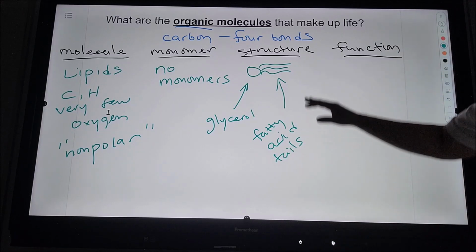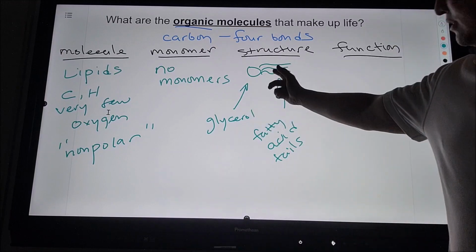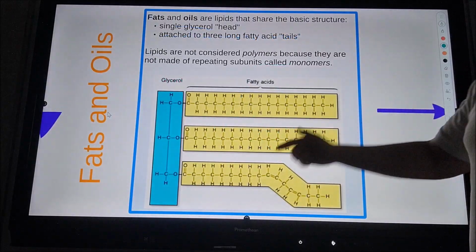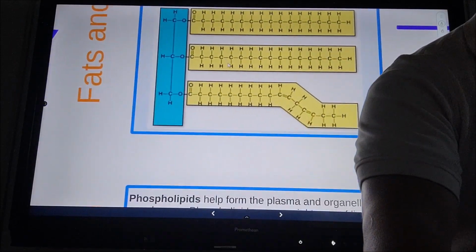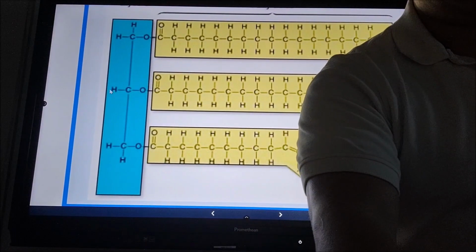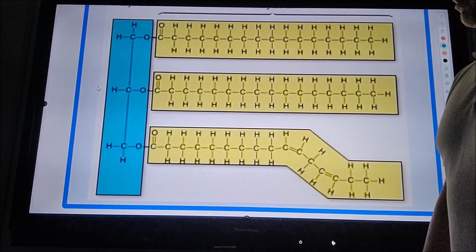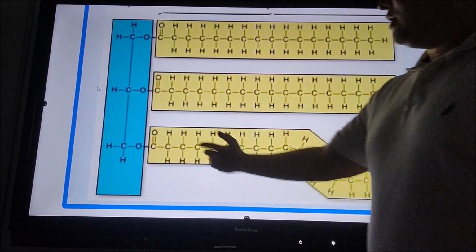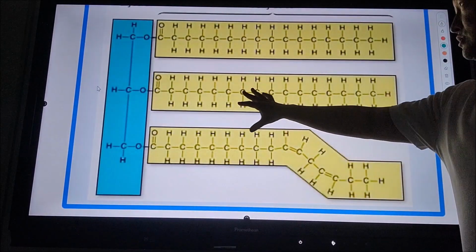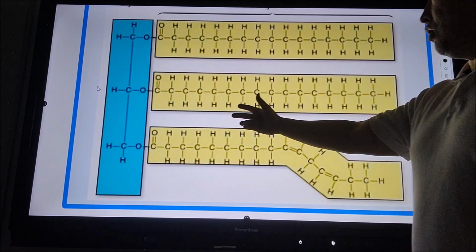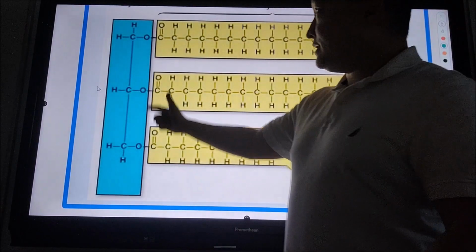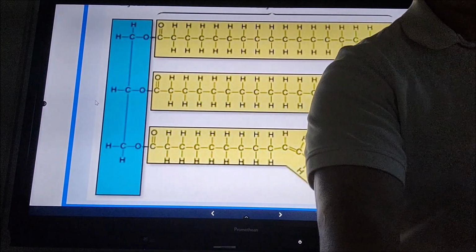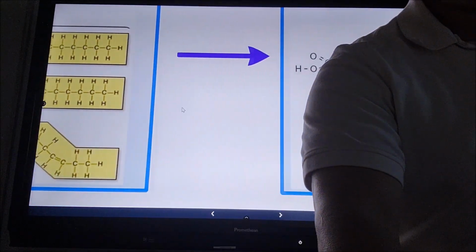All right, so just to connect this drawing with a more technical drawing. Even this is a simplified drawing, but when we draw the head and the 3 tails, or the 2, sometimes some of them have 2 tails, this is what we're trying to draw. Notice the tails are almost entirely, in this case, all carbon and hydrogen, and the head is where you would find some of this oxygen, and that would be the side that would be polar if it did have a charge.